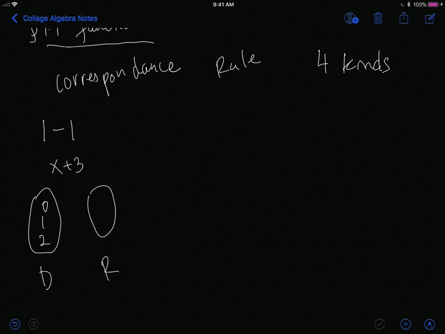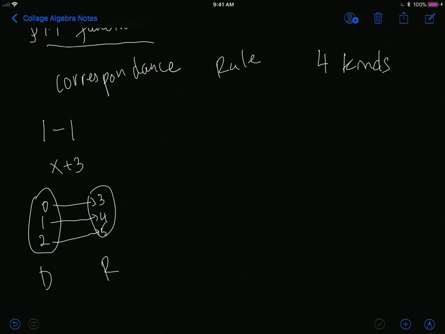But we'll simply plug in 0. 0 plus 3 is 3. Plug in 1, you get 4. And so we say 1 is mapped onto 4. Plug in 2, and you get 5. And so 2 is mapped onto 5. This right here is your one-to-one correspondence.